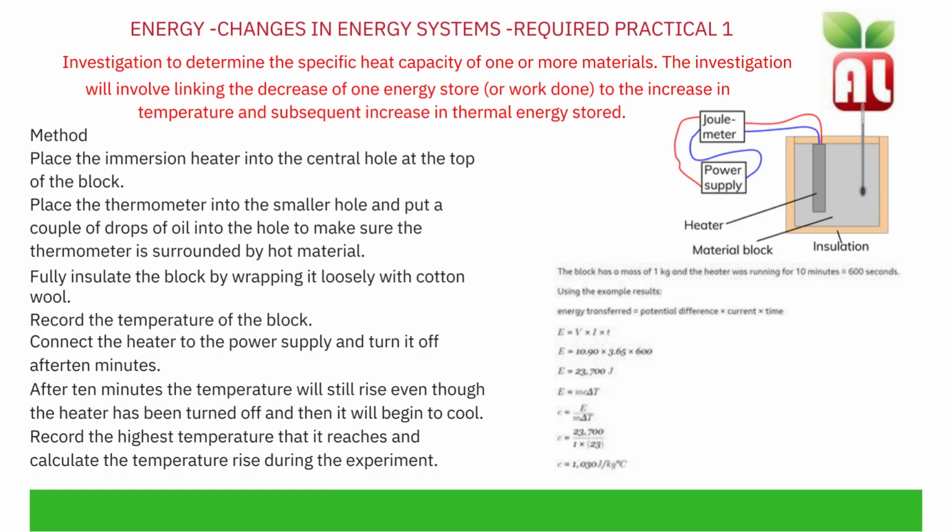The energy transferred from the power supply was 23,700 joules. Rearranging the energy transfer and specific heat capacity equation, we get specific heat capacity equals energy transferred divided by mass times temperature change. So 23,700 joules divided by 1 kilogram times 23 degrees Celsius gives us a specific heat capacity of the material of 1,030 joules per kilogram degrees Celsius.